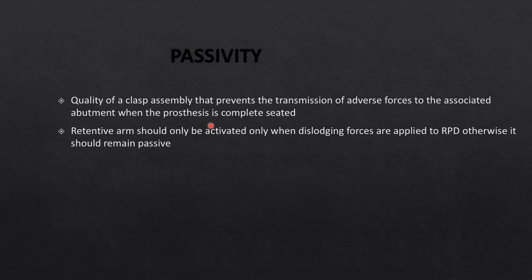Only when the patient chews sticky foods, moves his tongue, or performs any functional movement, when the clasp or the RPD framework is beginning to dislodge, that is when the clasp should become active. Other than that, it should be completely passive. The retentive arm should only be activated when dislodging forces are applied to the RPD.